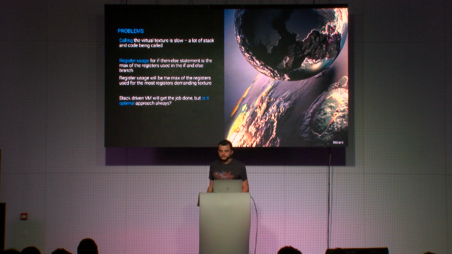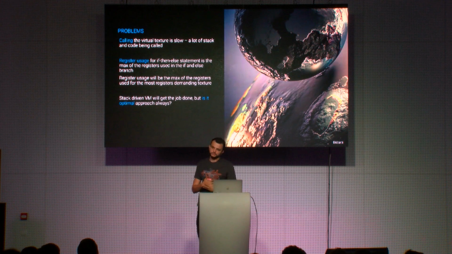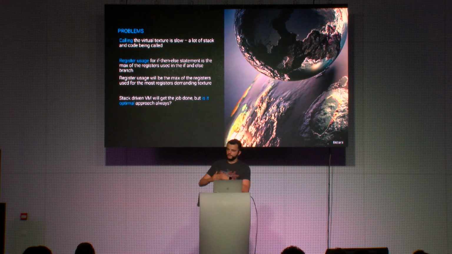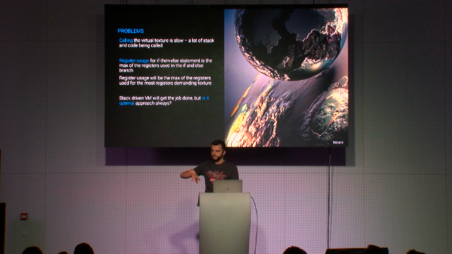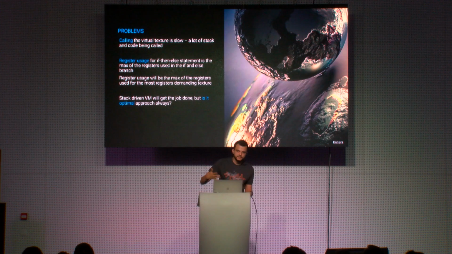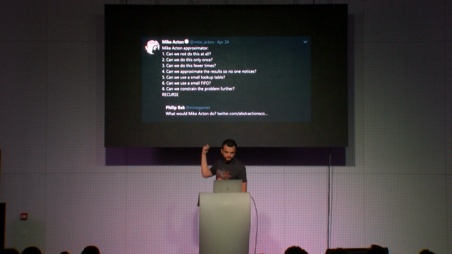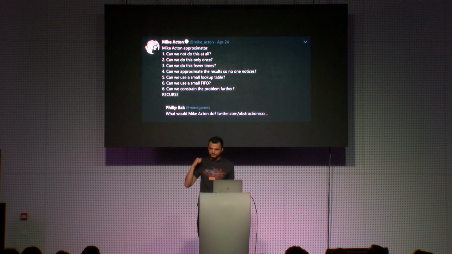Now, problems. Calling functions, especially these big, complicated functions, on the GPU is terribly slow. There is something called register usage, which means that if you have a huge case in this switch, and then you have a small case, because of the SIMD way that GPUs work, you use as many registers as the biggest one uses, which effectively makes the computation slower. So it's stack-driven, and we'll see if this is the best approach possible. So we have used the Mike Acton approximator. It was a cool tweet a few months ago, but we used it way before it was posted.